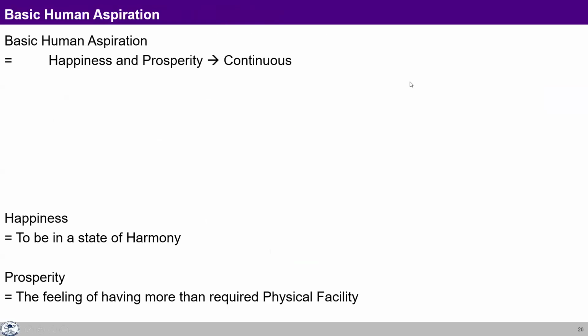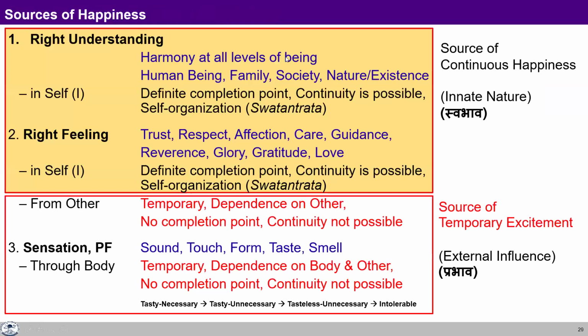Now we can see that the basic human aspiration is continuity of happiness and prosperity. Happiness is to be in a state of harmony, and prosperity is the feeling of having more than required physical facility. So this is our basic aspiration. Now, once I am clear about the basic aspiration and the program to fulfill it, I start working to ensure happiness within by developing my own activities, by awakening to the activity of contemplation, understanding, and realization, so that happiness becomes my innate nature.